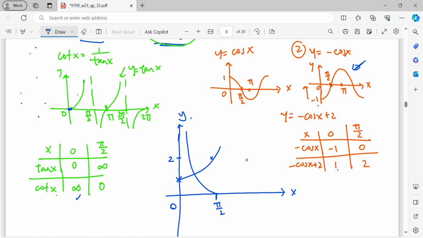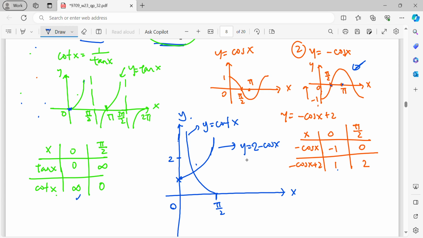So here is 0. Let me draw a nicer graph. We are not showing up to pi, so I will just do it like this. From here, I will label this as y equals 2 minus cos x. And the other one is y equals cot x. We just sketch up to here.